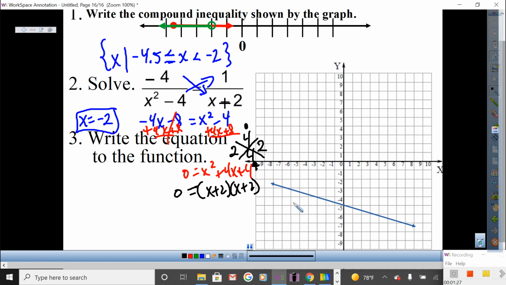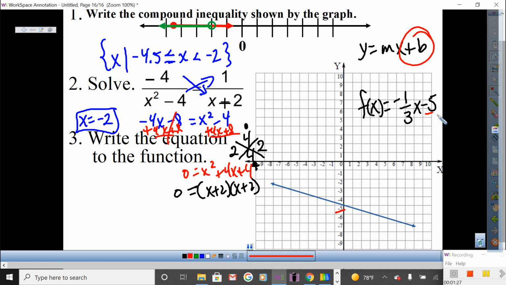Number 3. Philip, what did you get for number 3? I got -1 over 3 x minus 5. Have you got that? That is correct. F of x equals -1 over 3 x minus 5. We always start with our y equals mx plus b for linears. The plus b is our y-intercept, which is -5. It's crossing through there, yes. And then you needed to pick 2 points, and I'm pretty sure Philip used this one and this one. So that means we go down 1 step. If we go down 1 step, that's why this is -1, and 3 to the right, and there it is. Rise over run. All right, let's move on.